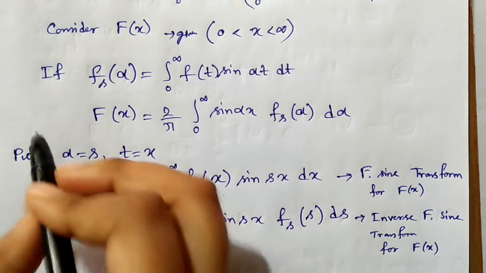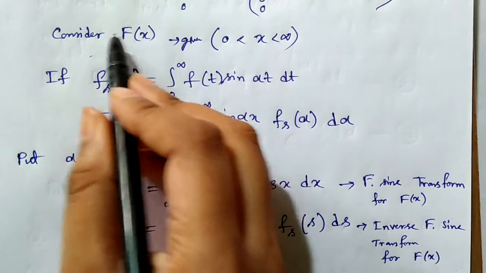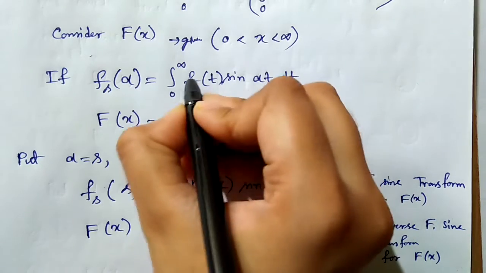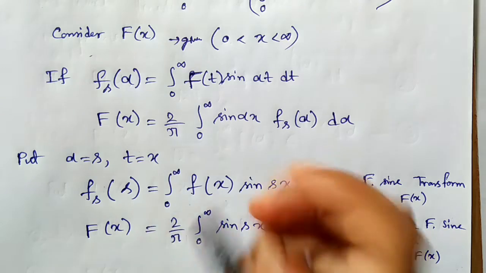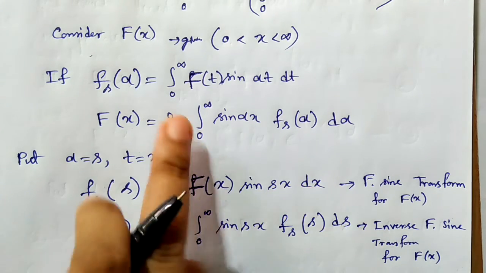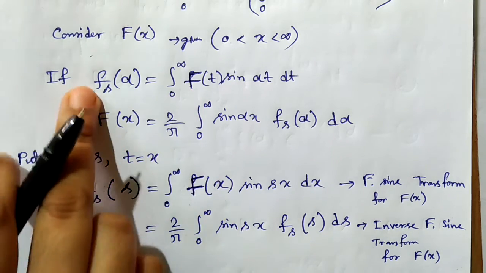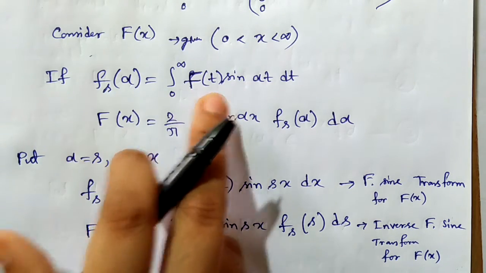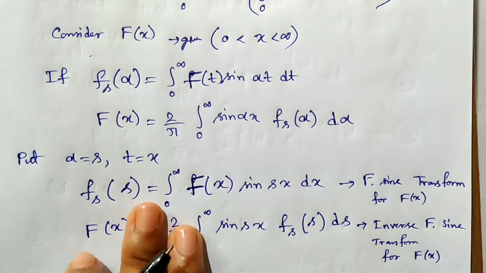Now, as we consider our given function to be capital F(x), here this will be capital F(t), and here capital F(x). Our given function is capital F(x), the corresponding Fourier sine transform of this function is this, and the inverse Fourier sine transform is this.